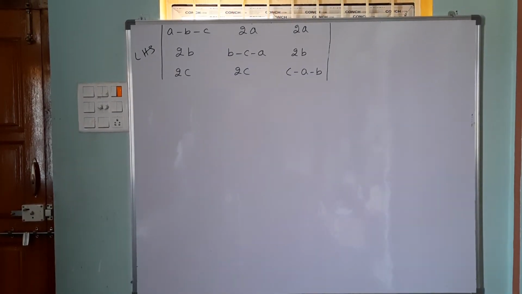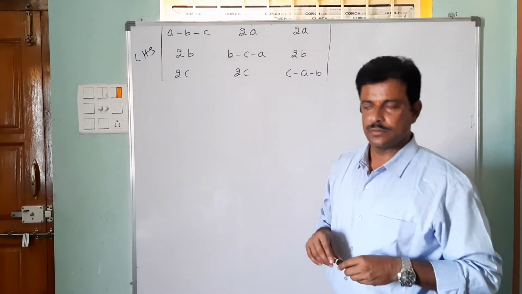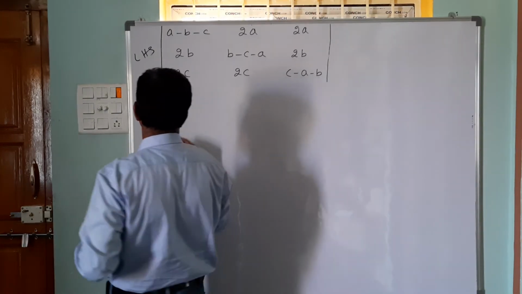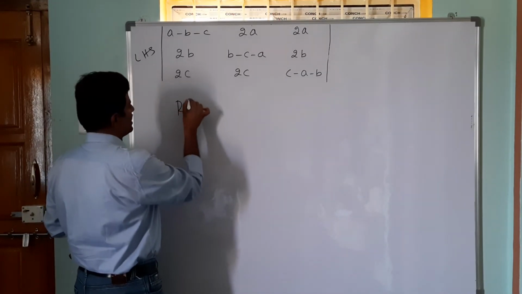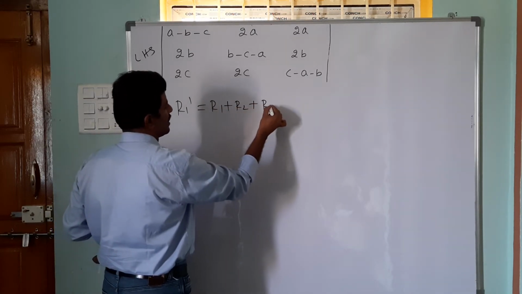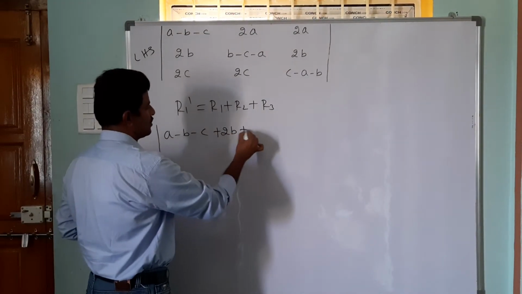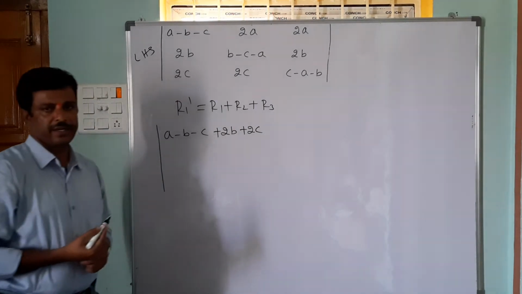So then C3 dash is equal to C3 minus C1. Same problem. Okay, left hand side: R1 dash is equal to R1 plus R2 plus R3. First element of R1 is equal to what? A minus B minus C, first element of R2 plus 2B plus 2C. First element complete.